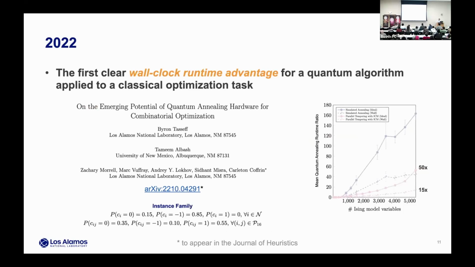2022, this is a result from the team that I manage at Los Alamos, was the first wall clock runtime advantage for a quantum algorithm applied to a classical optimization task. So what you see usually about quantum optimization these days is a scaling advantage, which means at some time in the future when the computer is big enough or fast enough, there will be an advantage. This is a real wall clock advantage today.